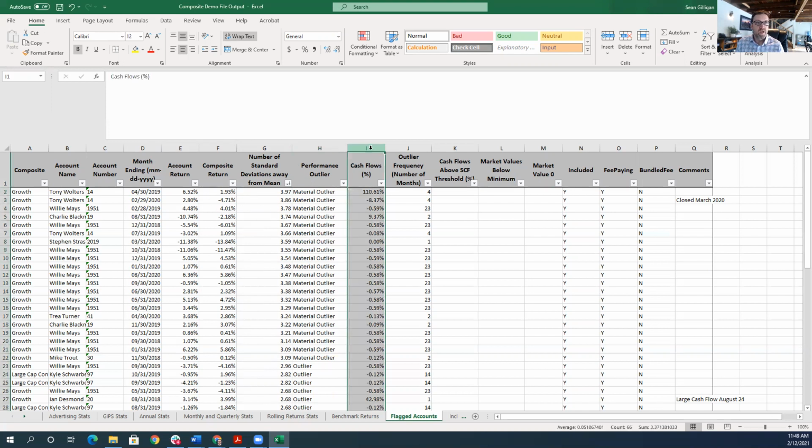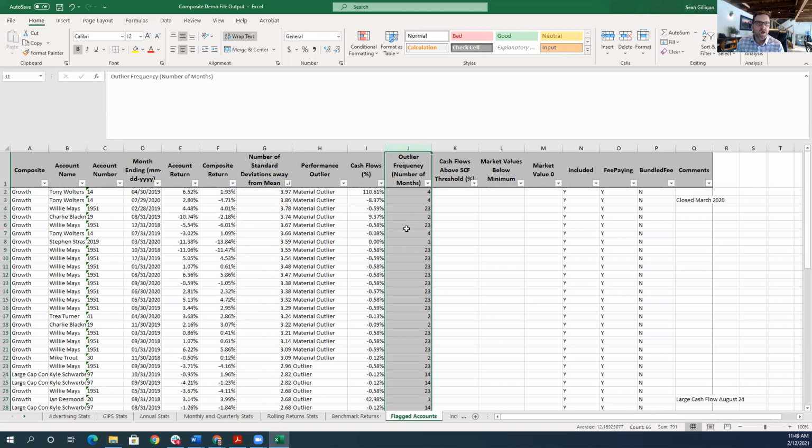Here we're looking at whether there's any cash flows during the month that was flagged, which can tell us maybe that could be part of the reason why it's an outlier. This is going to tell us the number of months that it's flagged out of the total months that it's been run through the software. So giving us an indication, is this kind of a one-off situation, or is this account an outlier almost all of the time?